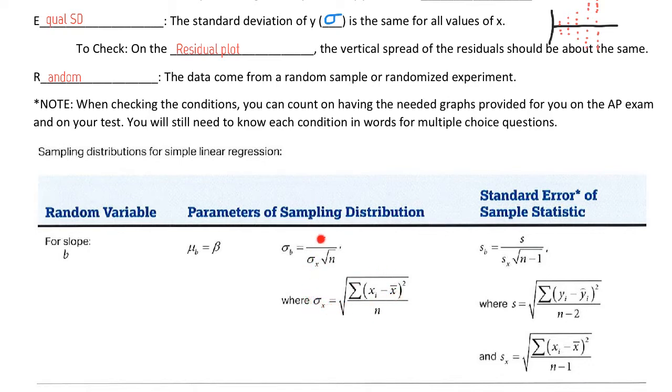Or when instead of using sigma, we use s, we call it the standard error instead of standard deviation, and then we replace it here where s is this formula. This is the standard deviation of all the y's, basically, and this is the standard deviation of all the x's, and this is really complicated, but thankfully, we will never have to use it.